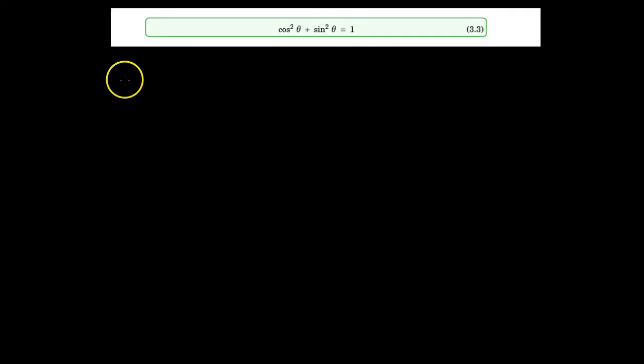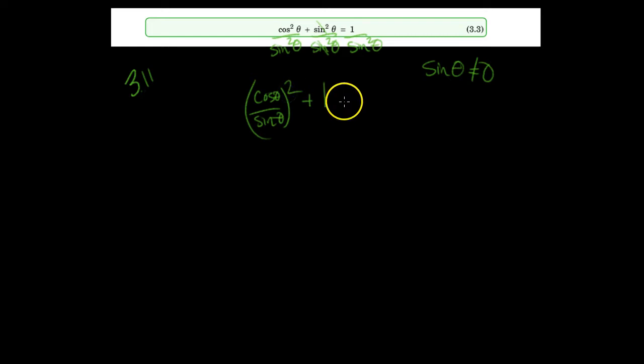Okay, similar case for 3.11, proving 3.11. Assuming that sine theta cannot equal 0, I'm going to divide by sine squared theta. And you can do this in an equation as long as you do it to every term on both sides. So now cosine squared over sine squared theta, do you see that this is equal to 1 plus cosine theta over sine theta squared equals 1 over sine theta, and I can square this, that's equivalent.